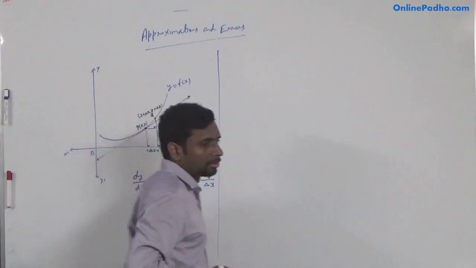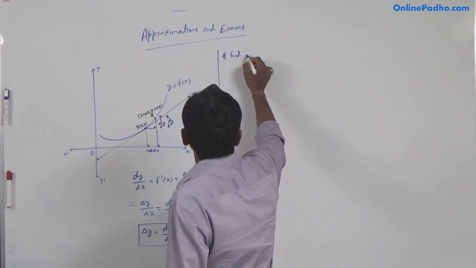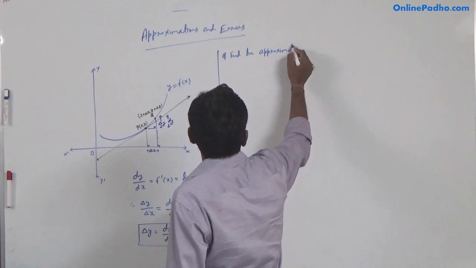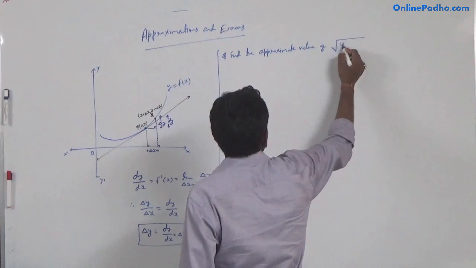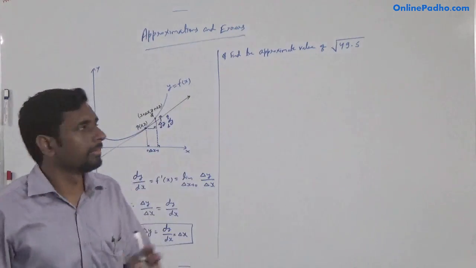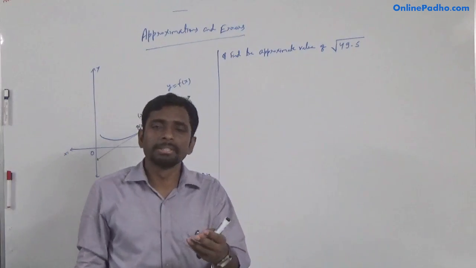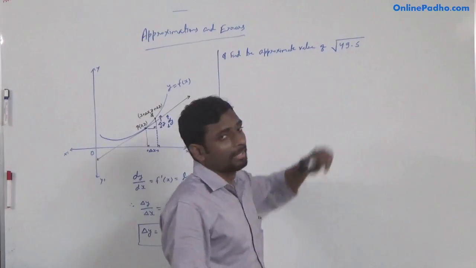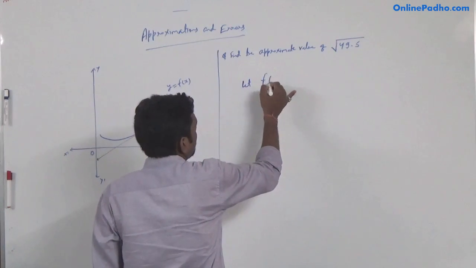For example, what type of question is asked in this topic? For example, the question is: find the approximate value of square root of 49.5. By using differentiation, we can find this value. You know the square root of 49 is 7. But we have to take a little change in 49, that is 0.5. So we have to consider a function, let f(x) be a square root function.